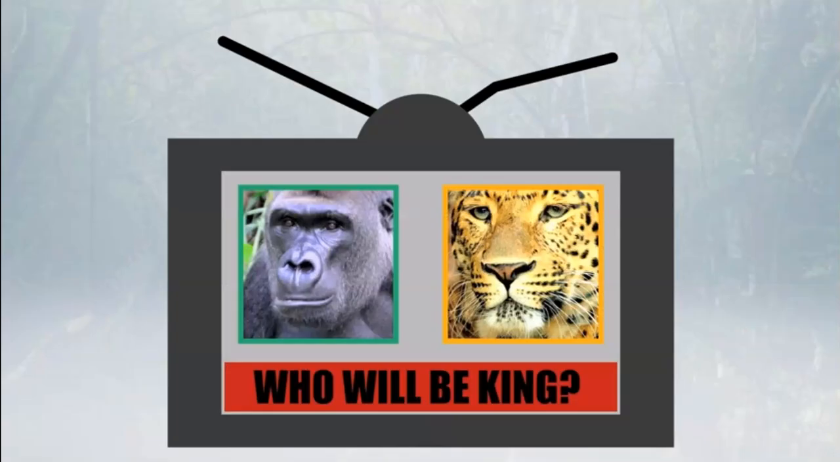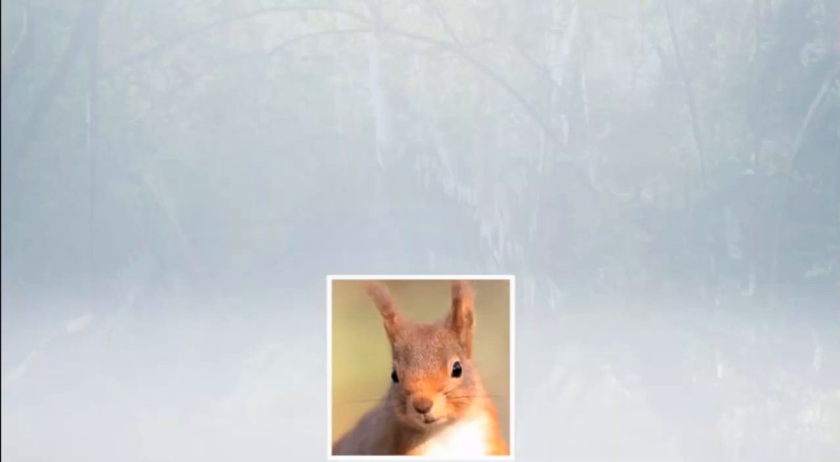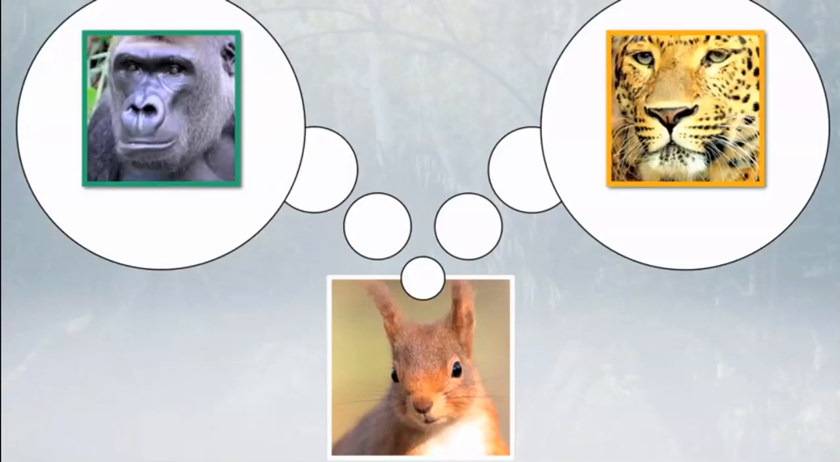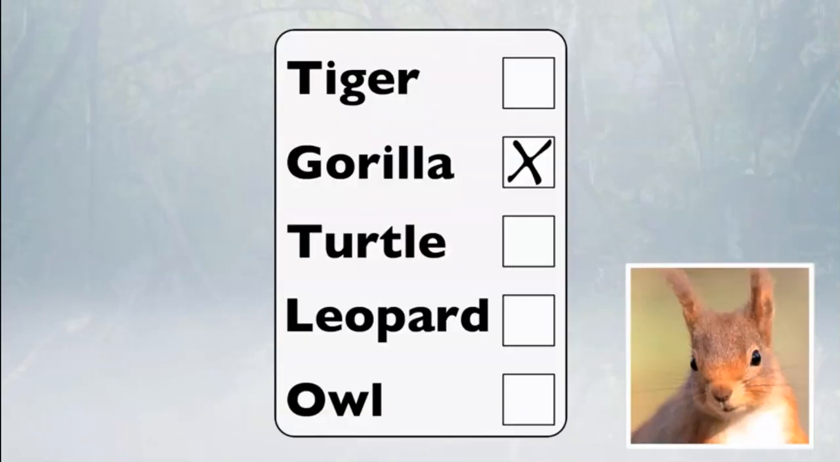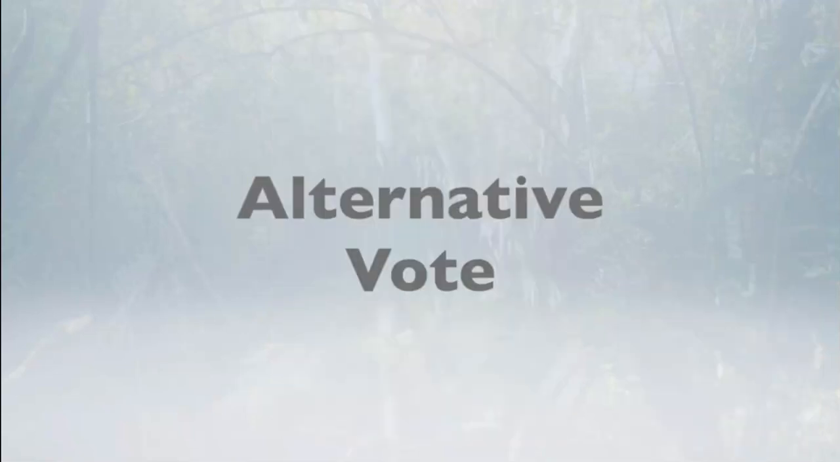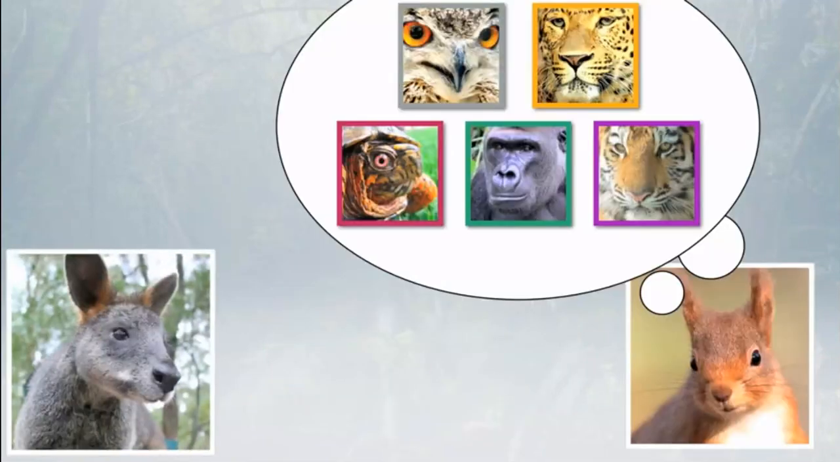The debates on the Animal News Network only had the big parties, so Red Squirrel thinks it's going to be a close race between Gorilla and Leopard. While he's indifferent toward Gorilla, he's deathly afraid of Leopard. Because he can only pick a single candidate, he gives his one vote to Gorilla in hopes of preventing Leopard from becoming king. This is strategic voting, and it's a necessity under first past the post. But now let's look at the alternative vote, which Wallaby explains to Red Squirrel.